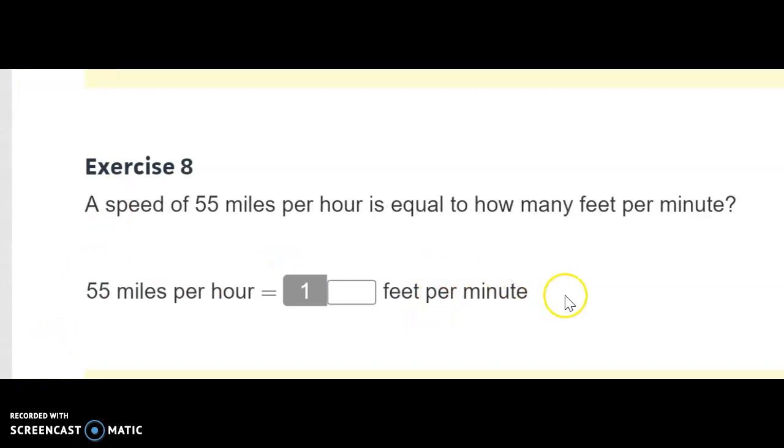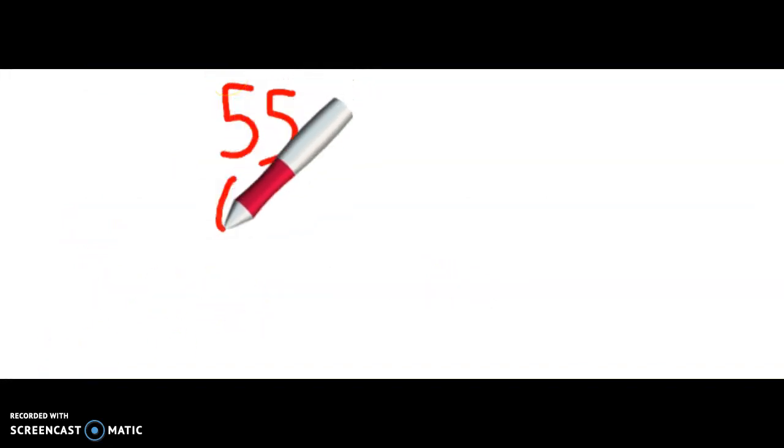Here comes another conversion problem. This time we're converting hours to minutes. A speed of 55 miles per hour is equal to how many feet per minute? Maybe they're doing a movie and they need to know exactly where somebody's going to stop. So we have 55 miles per hour, and in order to convert our hour into minutes, we're going to multiply the 55 miles times 60. And again, I always like to do it the easiest way.